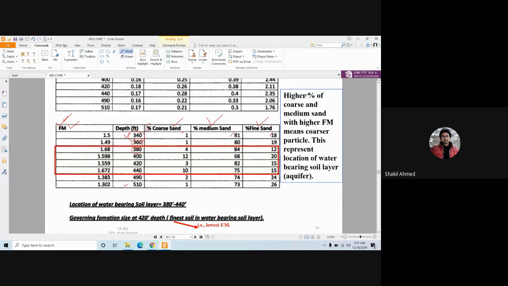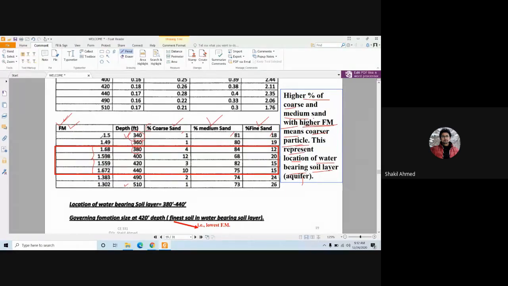Let's see. A higher percentage of coarse and medium sand with higher FM means coarser particles. Higher FM means coarser particles. This represents the location of water-bearing soil strata, that means the aquifer. Now look at this FM. 1.5, 1.49, here 1.6. Did you see 1.7 almost, right? 1.6 and above. This is also 1.6, 1.5, maybe 1.6, 1.6. So this is a range, and then 1.383, 1.302.